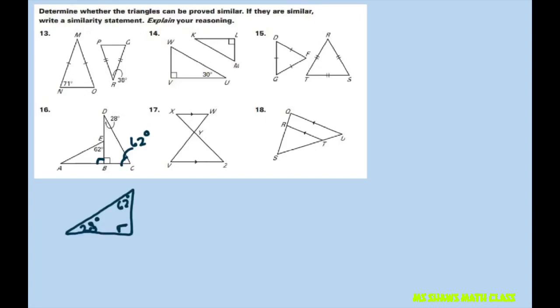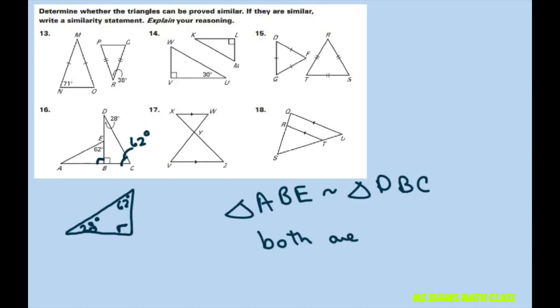And you can write that triangle ABE is similar to triangle DBC. And the reasoning is both are 28 degrees, 62 degrees, and 90 degrees. And finally, okay, let's do 17.